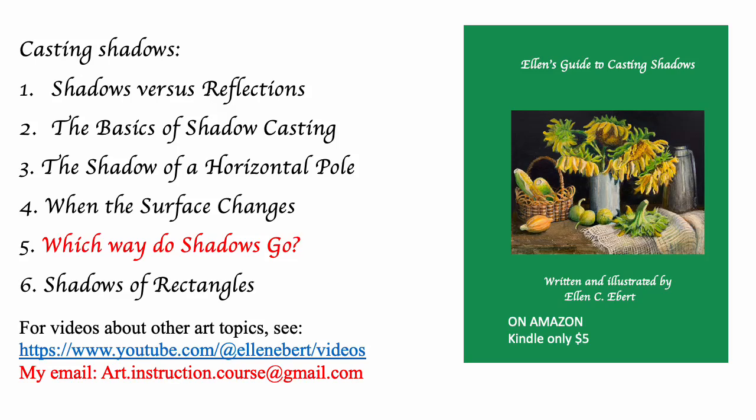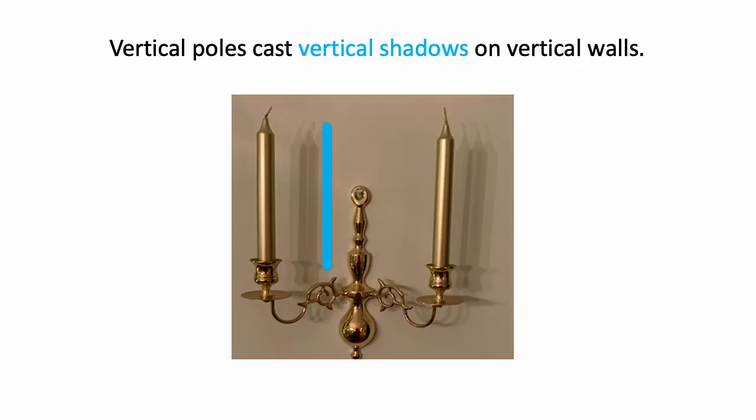In this fifth video of my Casting Shadows series, we're going to look at which way shadows go. In this video, I'll discuss vertical and horizontal poles casting shadows on vertical and horizontal surfaces. The easiest is a vertical pole casting a vertical shadow on a vertical surface.